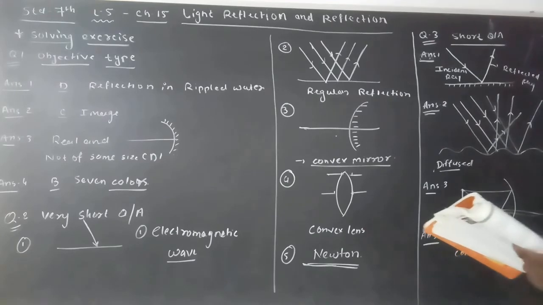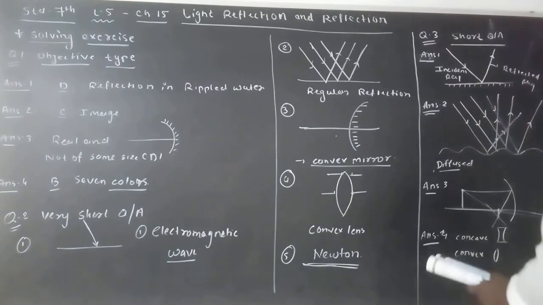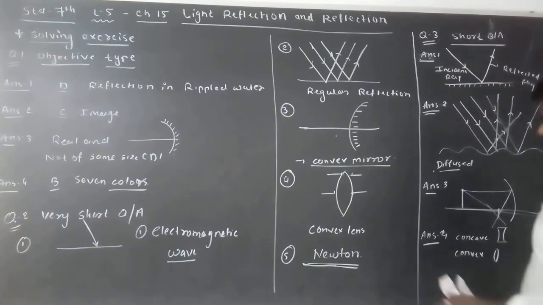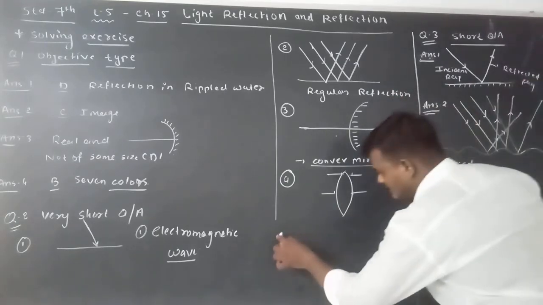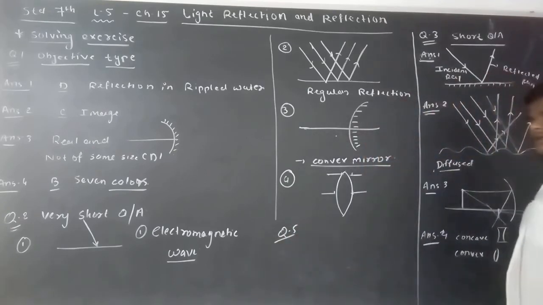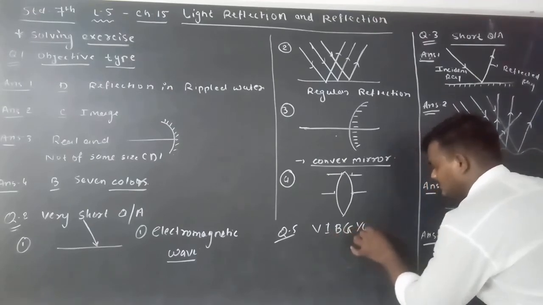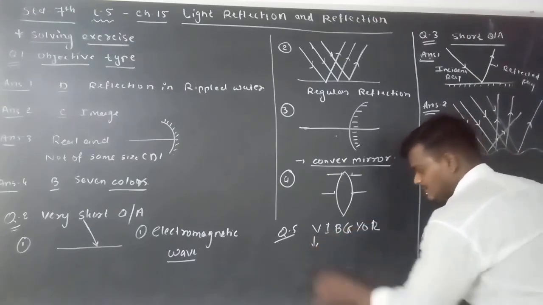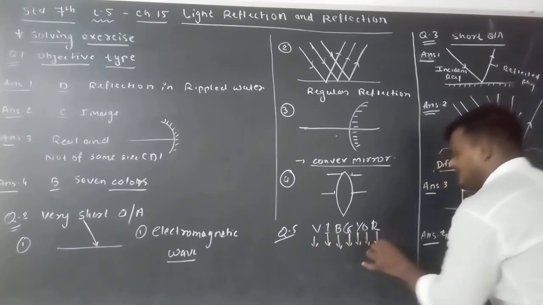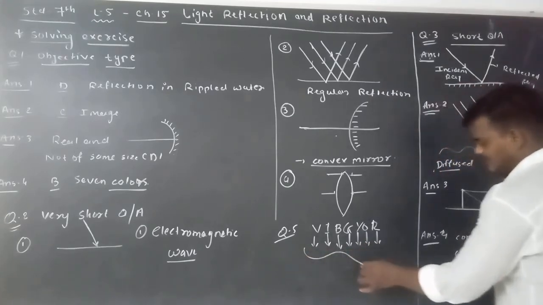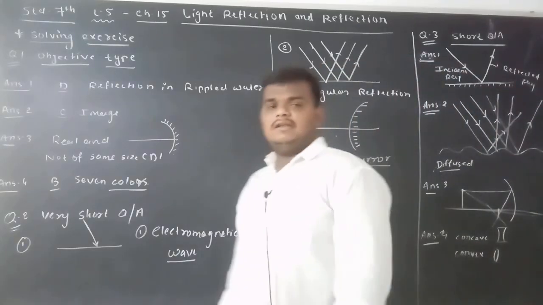And the last question is given to you, identify the colors present in white light. Question number 5, I am discussing here. Lights are in the form of VIBGYOR. So violet, indigo, blue, green, yellow, orange and red. These are the 7 different colors, and it is commonly also known as the spectrum of light.